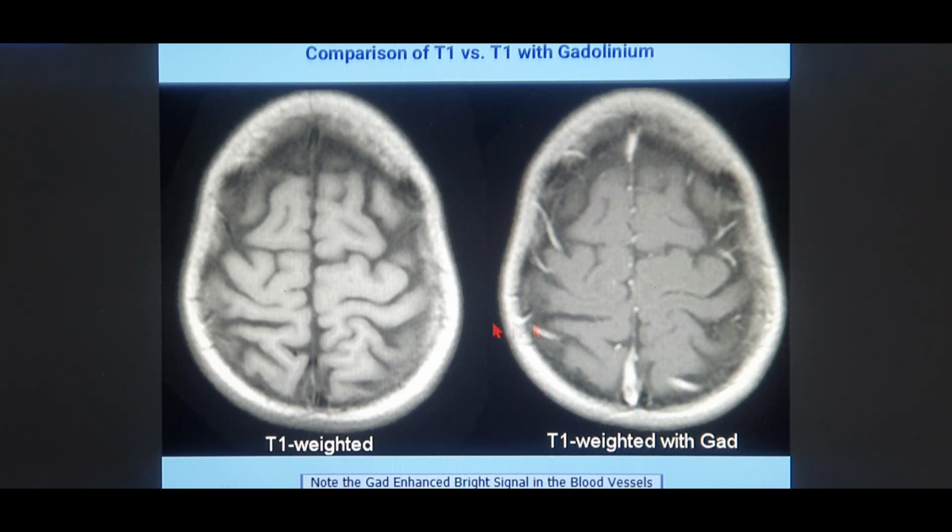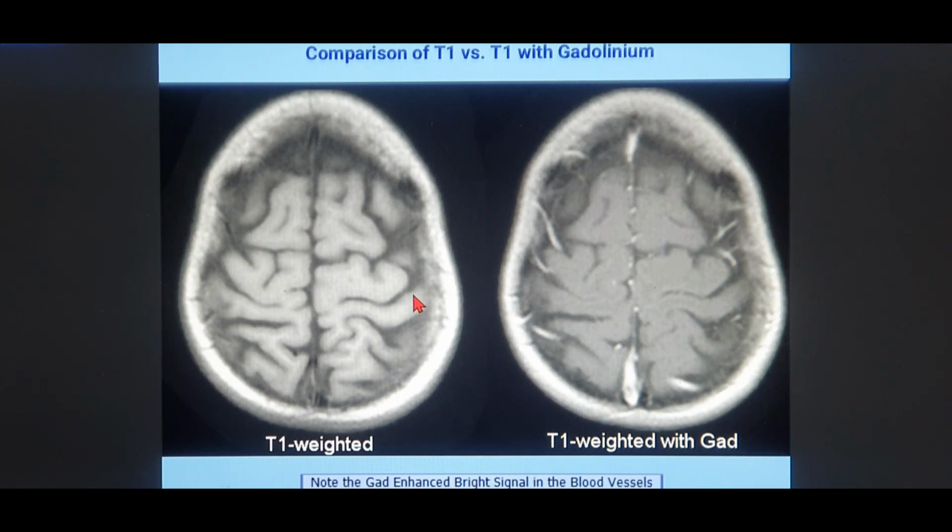So that's the basic difference you can have in a normal T1 and a post-contrast T1. You have to mention that the gadolinium enhanced bright signal in the blood vessels is always evident in the brain parenchyma and the periphery. So that's one important point.